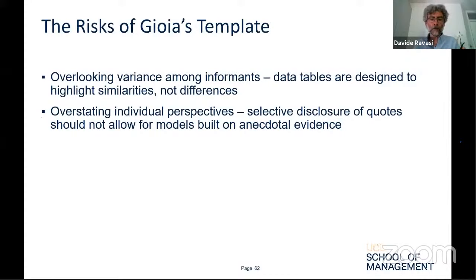Overstating the individual perspectives. The selective disclosure of quotes should not allow for models built on anecdotal evidence. What do I mean by that? The point of this is not that you have an intuitive idea based on a few conversations and some perhaps more persuasive, articulate, charismatic informants, and then you just cherry pick some quotes here and there to put them in a table and you're fine with that. It's a shortcut to building a data structure. You have to do your job properly.